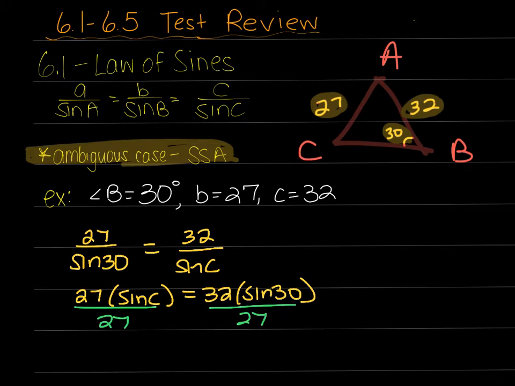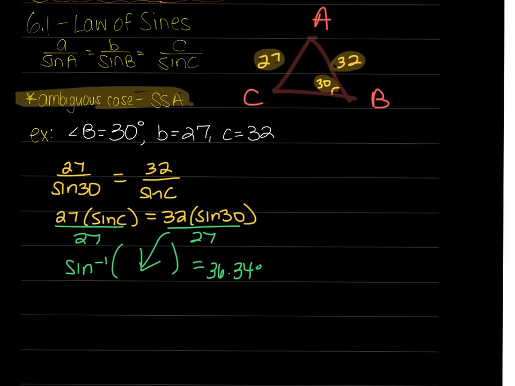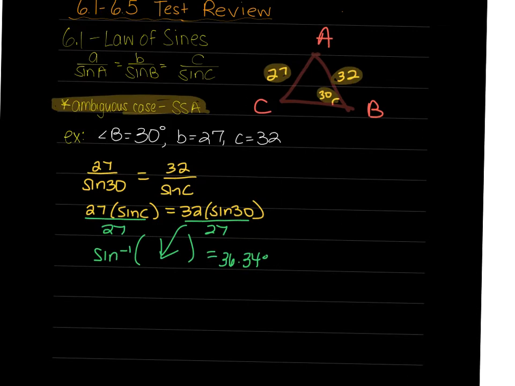Remember that you want to make sure that you're in degrees for all of these. So I would just do 32 sine of 30 divided by 27, and I get 0.592 and so on. And I'm going to find the sine inverse of what I get for that. Without rounding it, I would just do sine inverse and pull back my answer, and I end up with 36.34 degrees. This is angle C, so we're going to call this angle C1, and put it over here on the left. So angle C1 is 36.34 degrees.